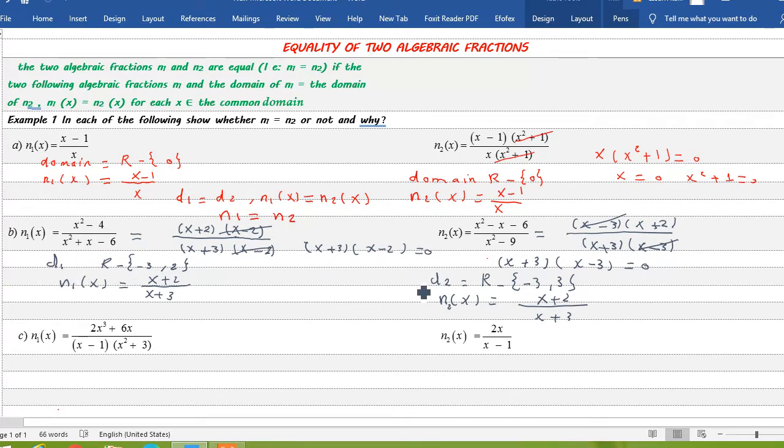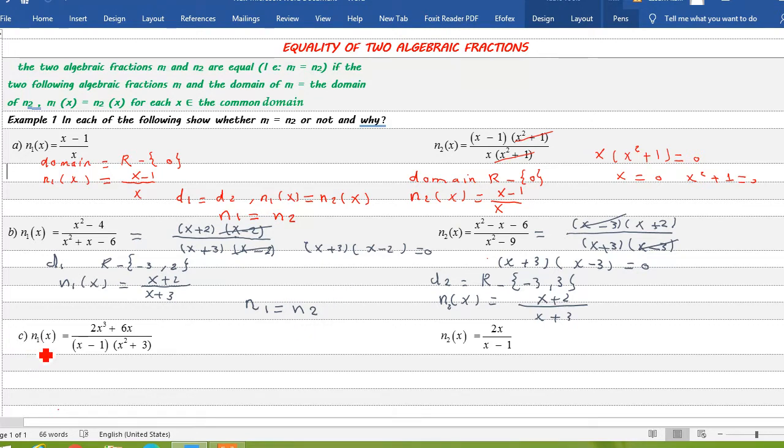d1 does not equal d2, but n2 of x equals n2 of x. So then n1 does not equal n2. Why? Because the domain of the first does not equal the domain of the second.